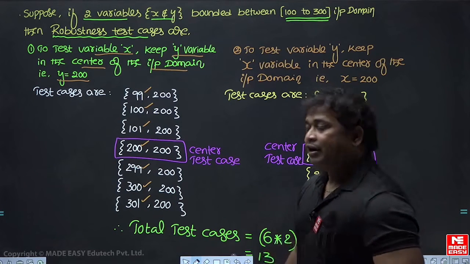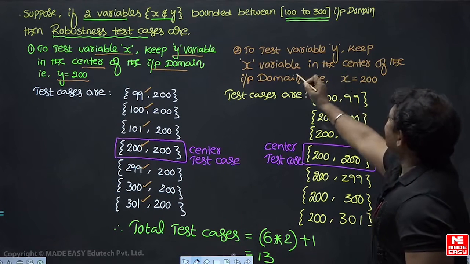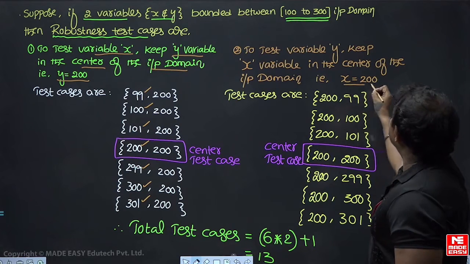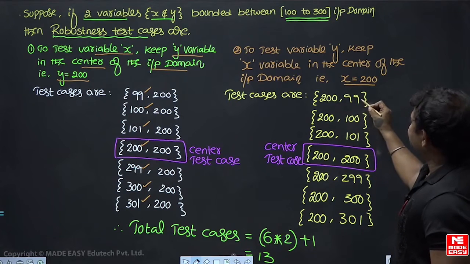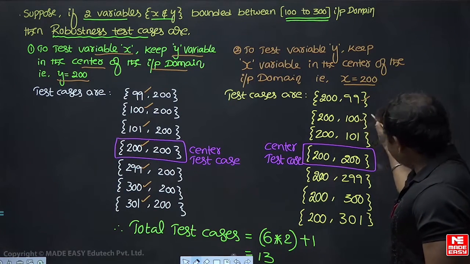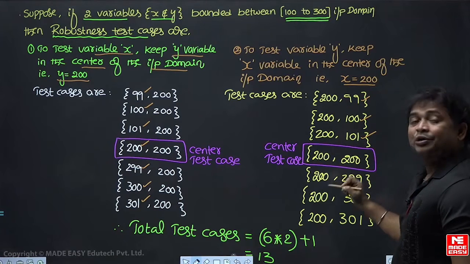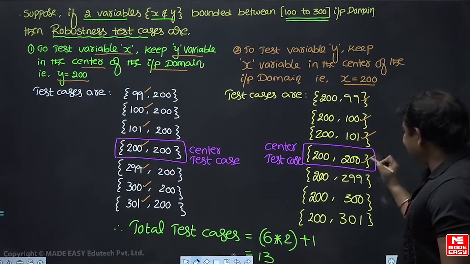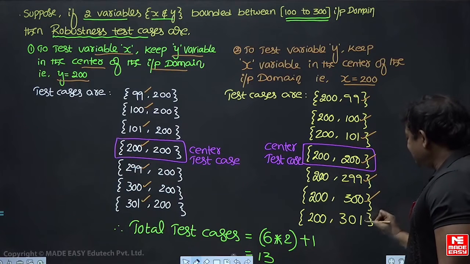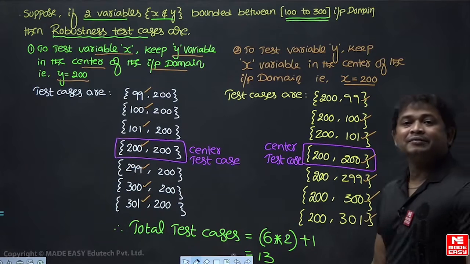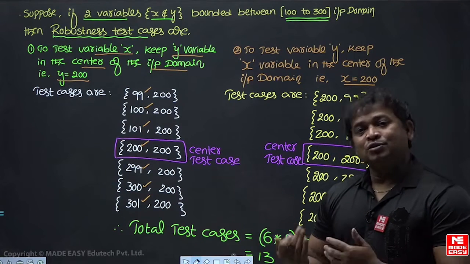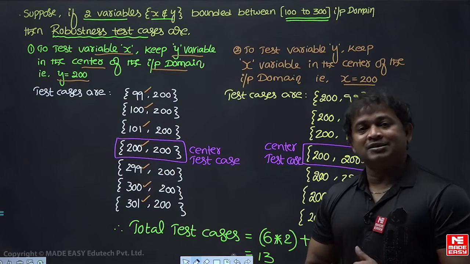Very good. Now to test y, keep x in the center. What is x here? 200. Now test y: just below the lower limit, just above the lower limit, center, just below the upper limit and just above the upper limit. Now the y variable is also tested using robustness testing.